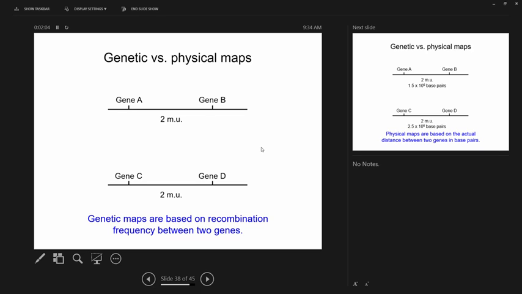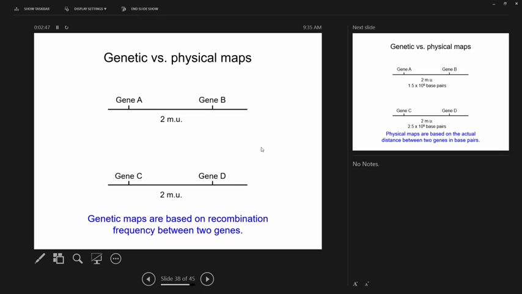Right? So genetic maps, as I said, are based on recombination frequency between two genes. So here on one chromosome are genes A and B. They are 2 map units apart. So what does that mean as far as recombination frequency? 2%, exactly. So if you do big A, big B over little a, little b and cross it to a little a, little b homozygous recessive tester, 2% of the time you will get either big A, little b or little a, big B, right? Same thing happens with genes C and D.